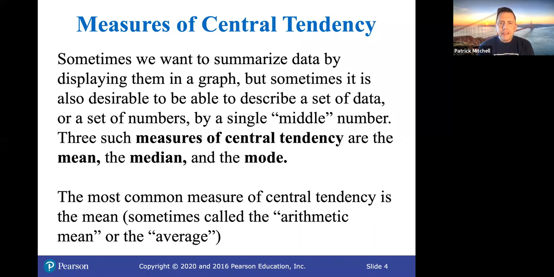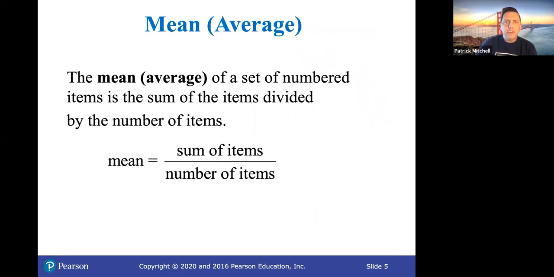Out of those three, the most common is the mean, which is also called the average or sometimes the arithmetic mean. There are a couple of other kinds of means. You don't see them too often unless you're a math major. So we'll just talk about the arithmetic mean. And you've probably seen this before. The mean or the average of a set of numbered items is the sum of the items divided by the number of items.